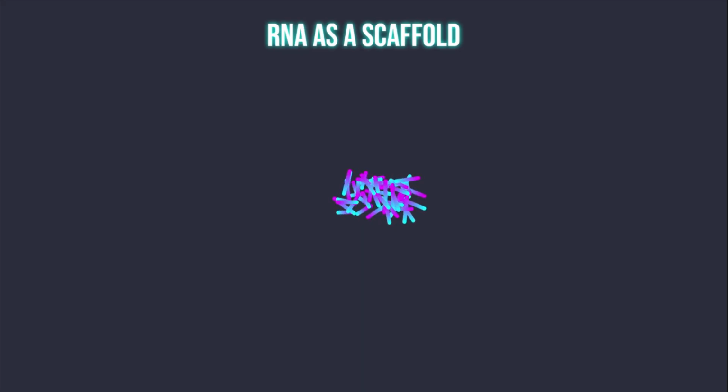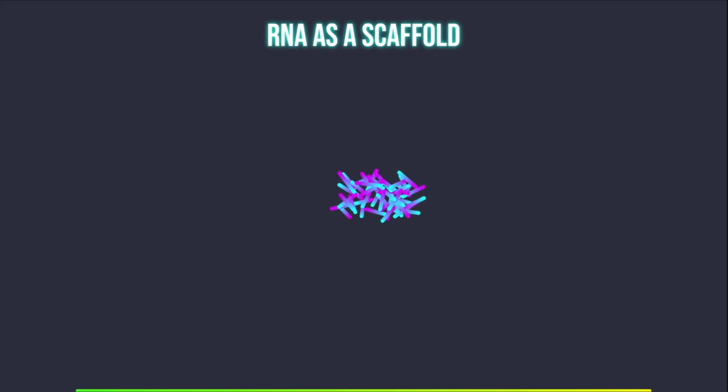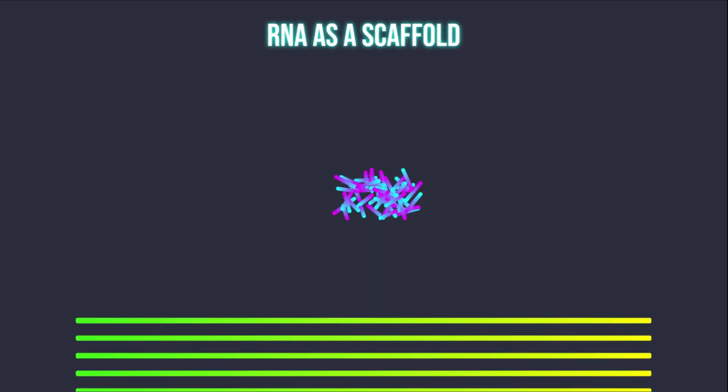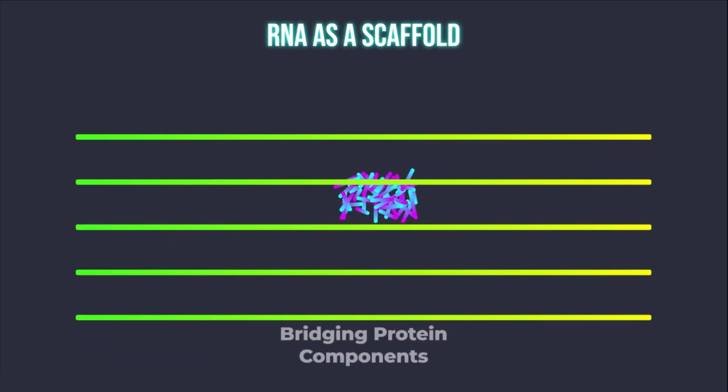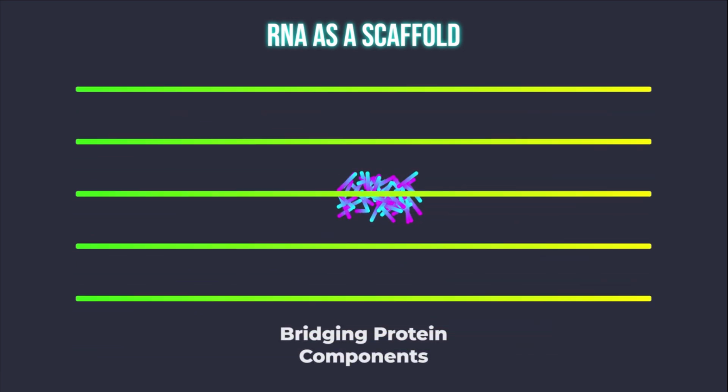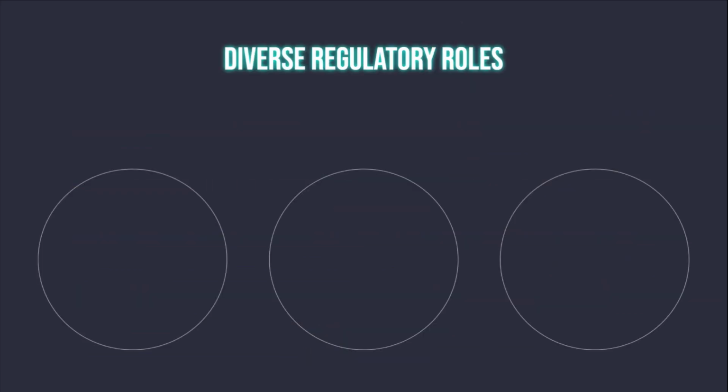RNA molecules, acting as polyanionic scaffolds, also significantly tune condensate formation, often determining droplet size and stability by bridging multiple protein components. The concentration of these scaffold molecules must exceed a critical threshold for phase separation to initiate.